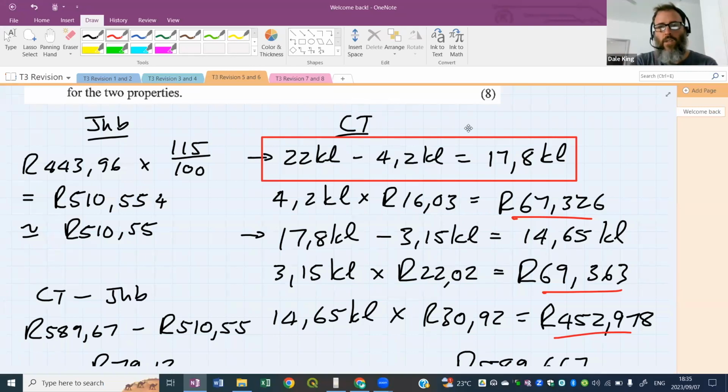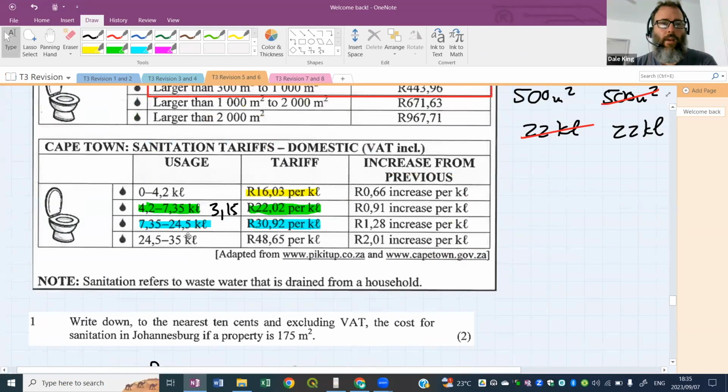You need to go bracket by bracket, sir. Yeah, you've got to work through each bracket. You can't say that because we got 22, we charge a flat rate and just charge all 22 at 30 Rand 92. You can't do that. This is a sliding scale tariff, and the reason they do this is because they're trying to prevent people from using too much water or too much sanitation.